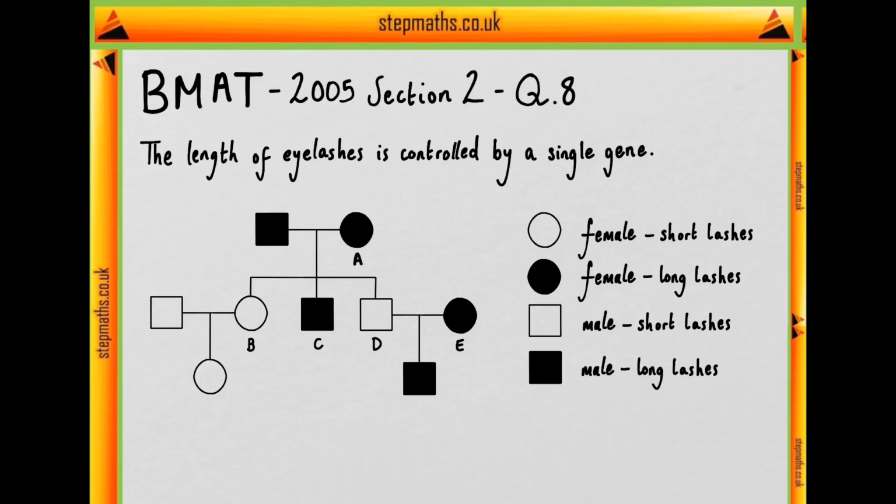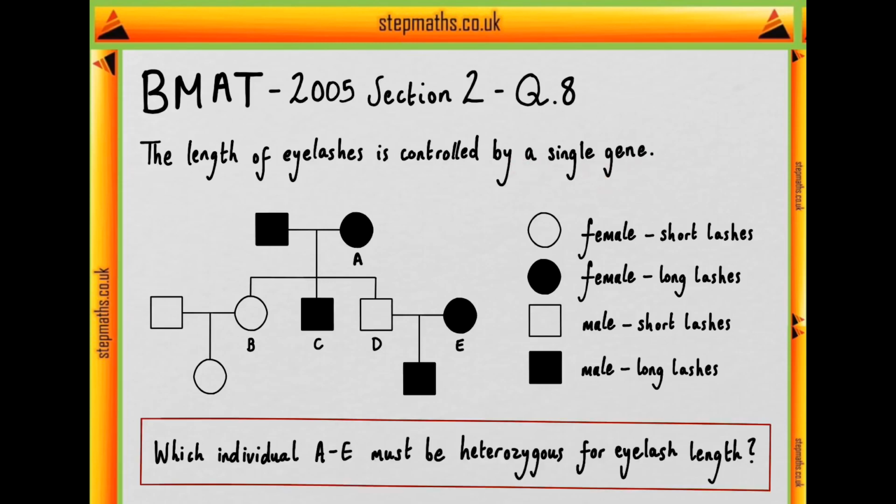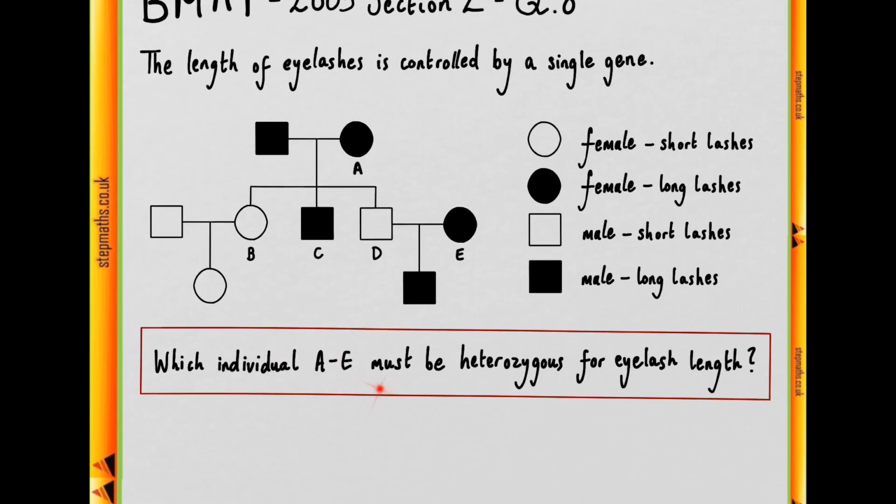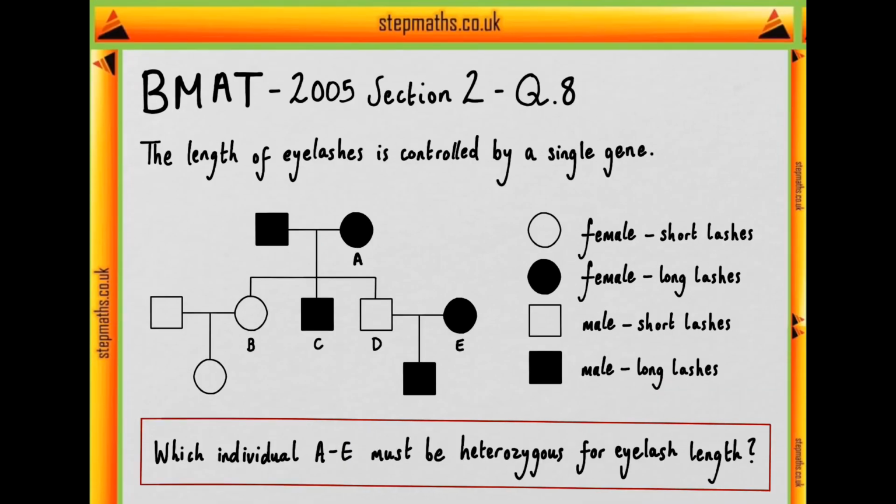Okay, so the length is controlled by the single gene, and we're asked to work out which individual A through E, so some of the individuals are labelled, must be heterozygous for eyelash length. So that's what we need to work out. So the first thing to identify is the pattern of inheritance of the single gene.